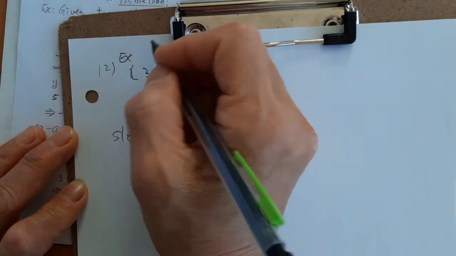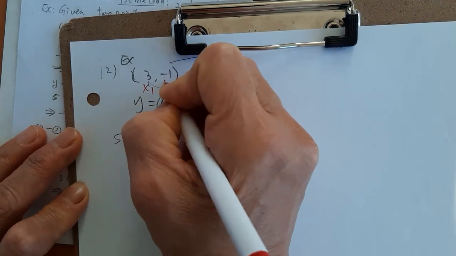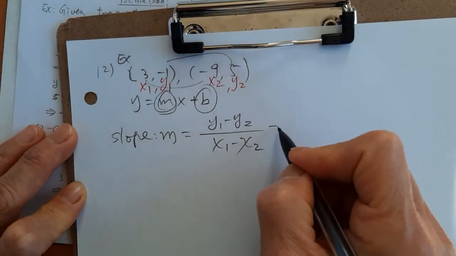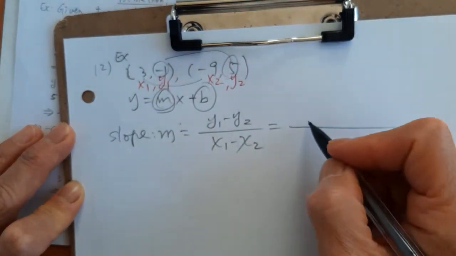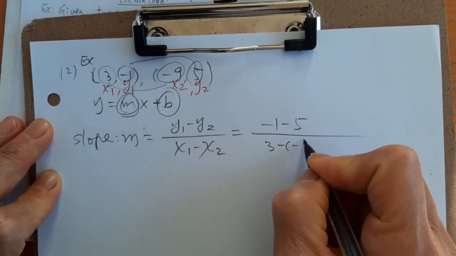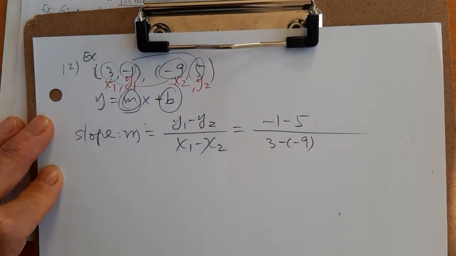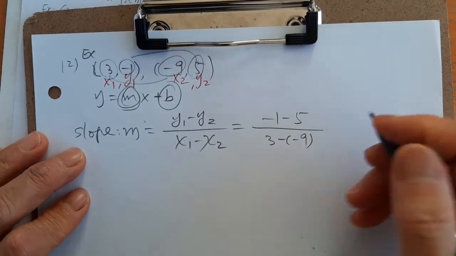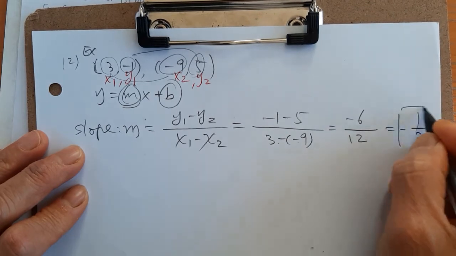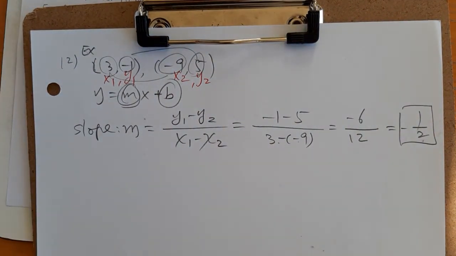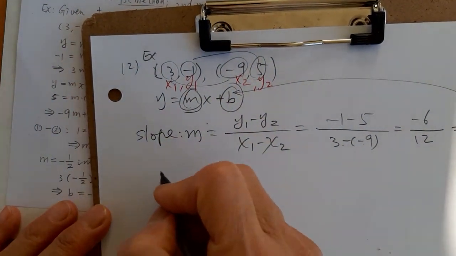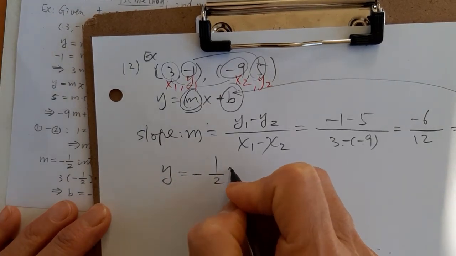And we can assume this is the first point, x1, y1, and this is the second point, x2, y2. So y change, -1 minus 5 over x change, 3 minus -9. Then you will get -1 minus 5 is -6 over 3 plus 9 is 12. Reduce, that's the slope, -1/2. Then you plug into this slope-intercept form. You get the equation y equals -1/2 x plus b.